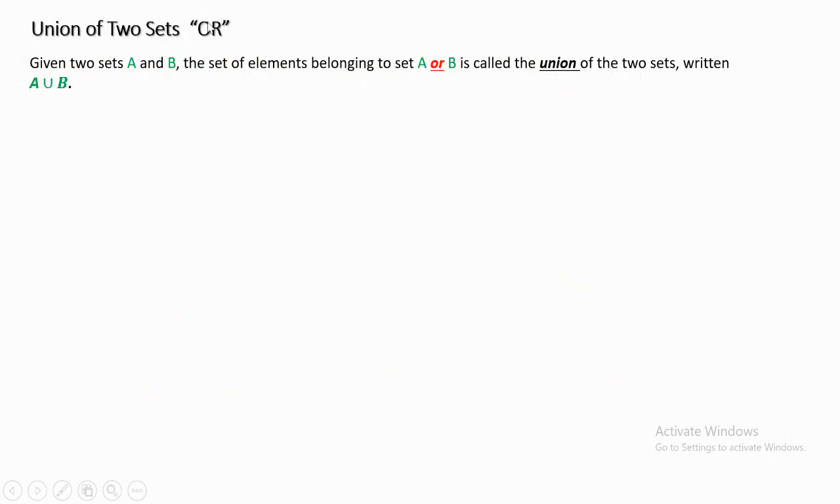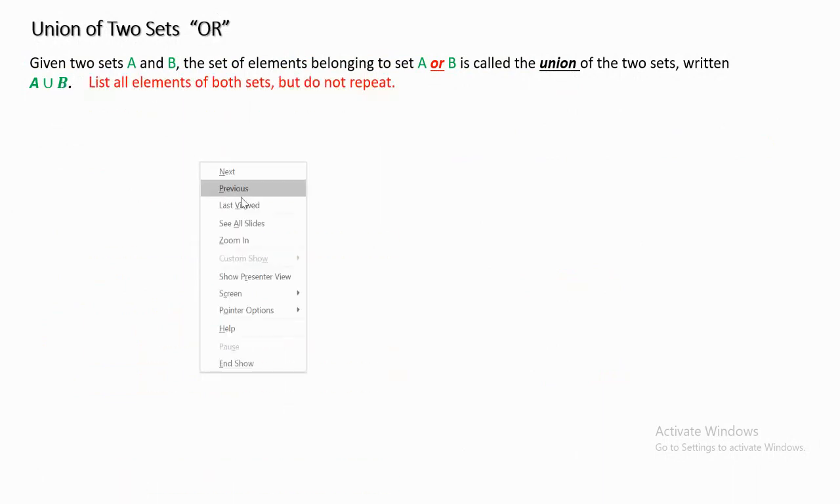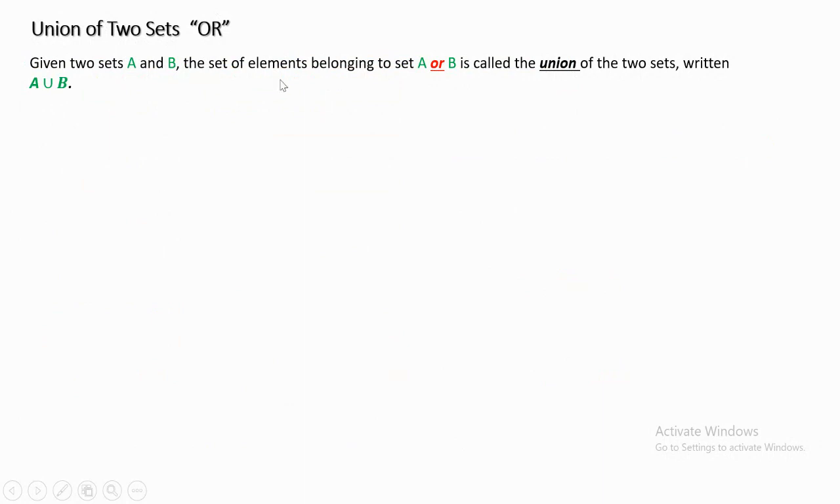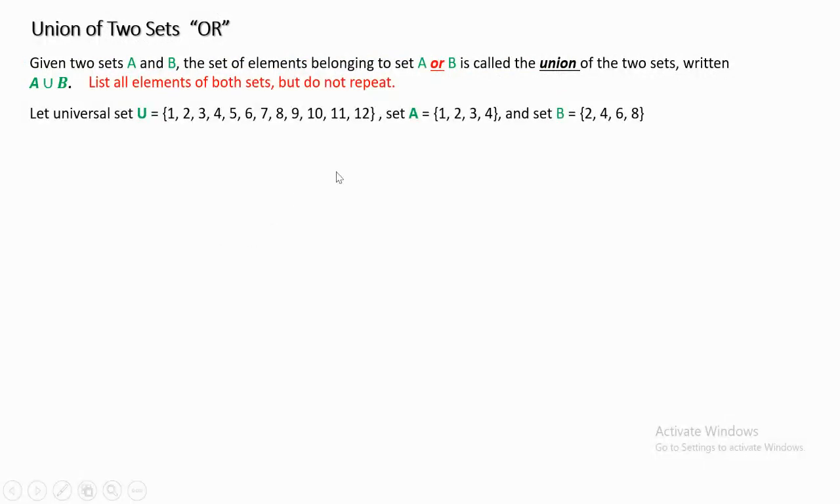Union of two sets, or, right? The union means this stands for or, union, same thing. Given two sets, A and B, the set of elements belonging to set A or B is called the union of two sets, and it's written A union B. Okay, let's do an example. I like to say list all the elements of both sets, but do not repeat them. Okay, here's the key word: do not repeat. You list them, you put them in the set, but you do not repeat them. Let me show an example here.